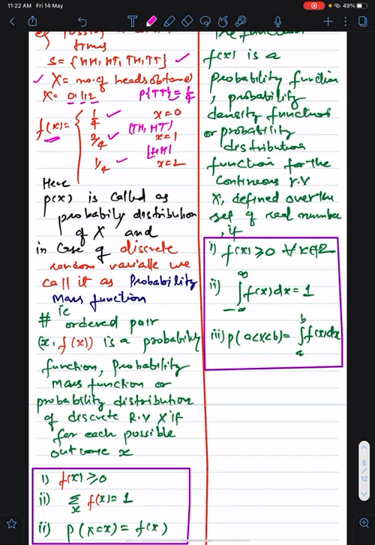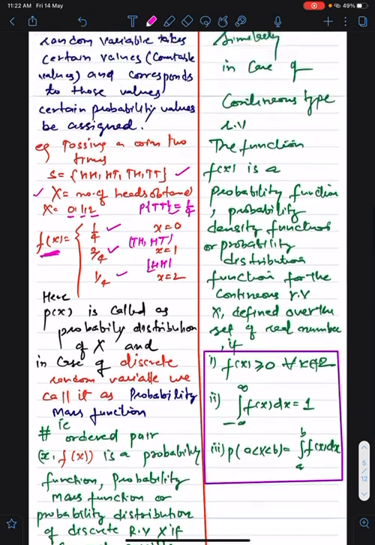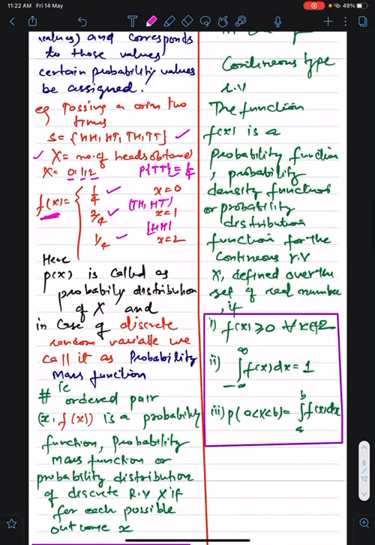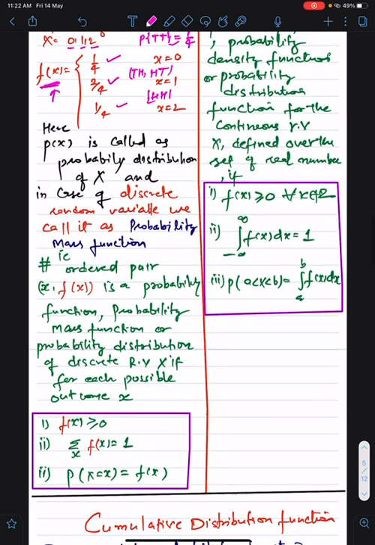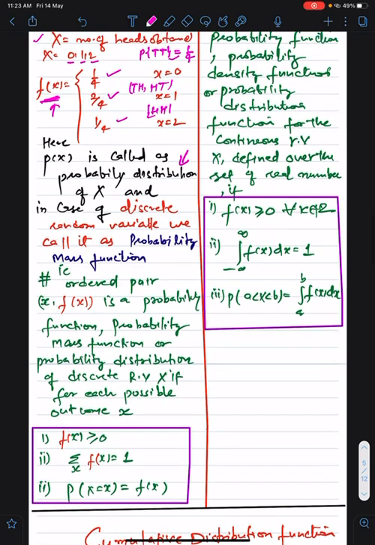This function is known as the probability distribution function. But in the case of a discrete type random variable, you call this function a probability mass function. This is very important. In general we call it a probability distribution function, this f of x, whether it is a continuous type or a discrete type distribution. In some books it is denoted by p of x as well.